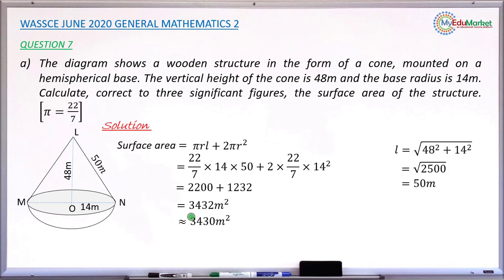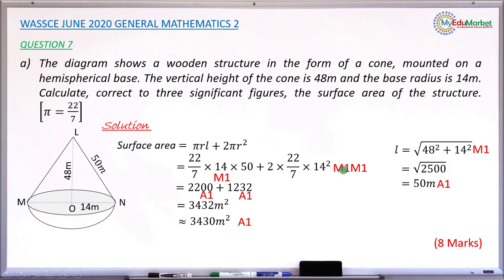So let me quickly share with you the mark distribution for this question as it is in the marking scheme. The very first mark is a method 1 mark, for attempting to get the slant height of the cone by substituting the base radius and the vertical height using the Pythagoras theorem. When you have the slant height exactly as 50 meters, you have an accuracy 1 mark. When you substitute your r and l in the formula for the curved surface area of the cone, the first part of the formula, you have a method 1 mark.